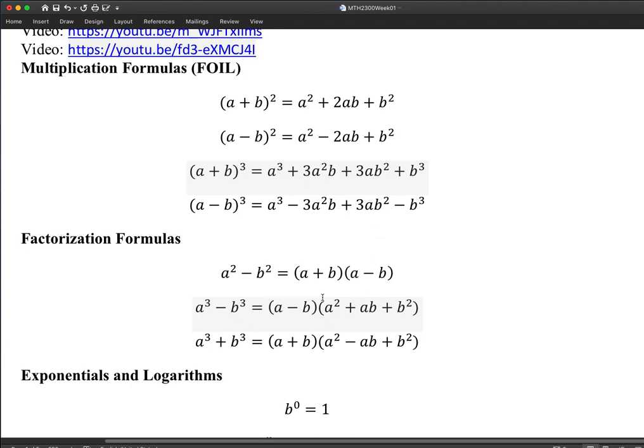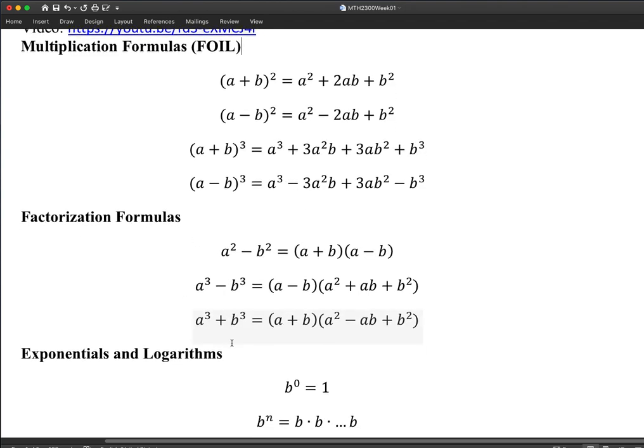Some of the factorization formulas really come from those multiplication formulas. It's the reversed FOIL rule. So we have the difference of squares and the difference of cubes, and also the sum of cubes, but no factorization formula for the sum of squares.